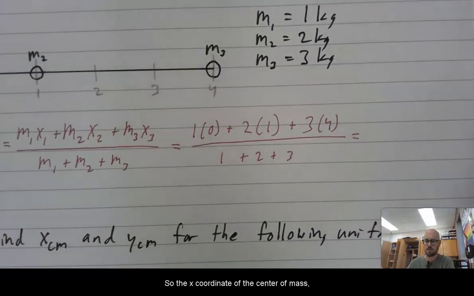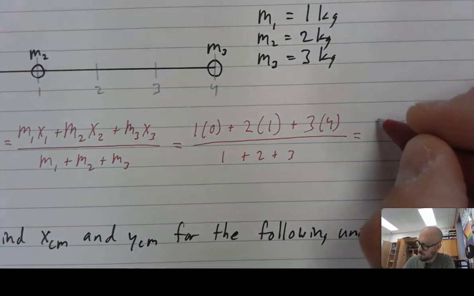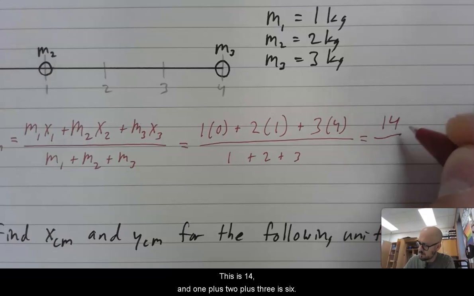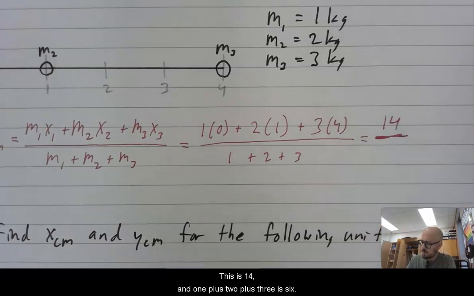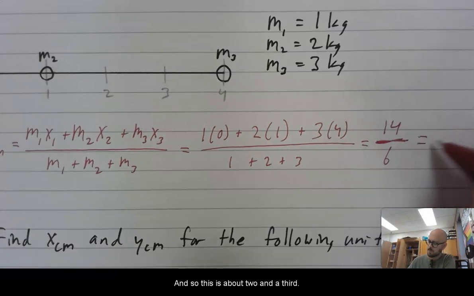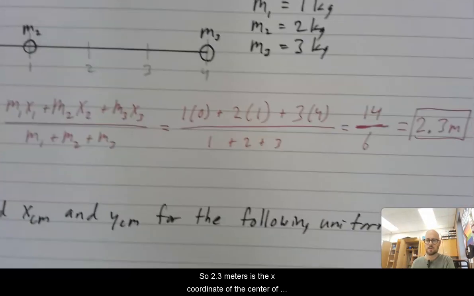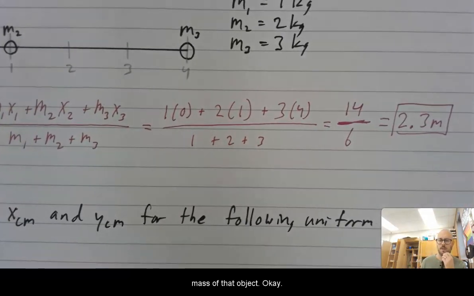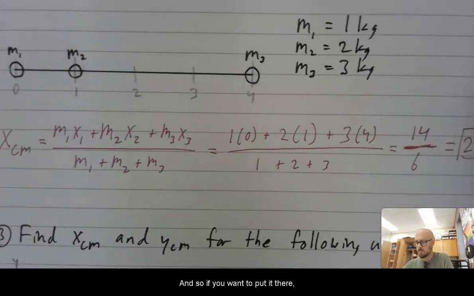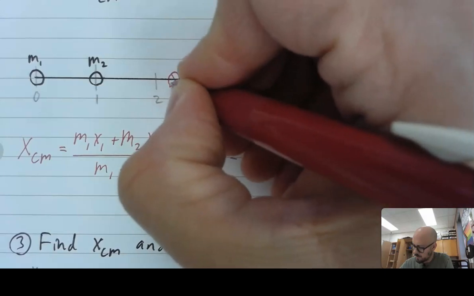So the x-coordinate of the center of mass, well, that's 0, that's 2, that's 12, this is 14, and 1 plus 2 plus 3 is 6. And so this is about 2 1/3, so 2.3 meters is the x-coordinate of the center of mass of that object. Okay, and so if you want to put it there, that means it's about there.